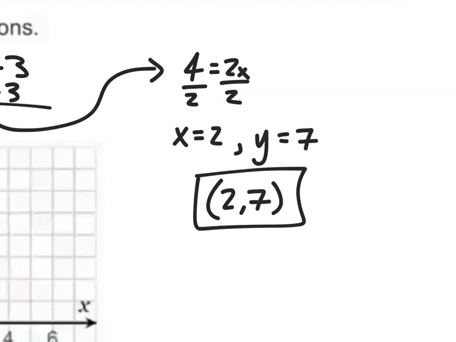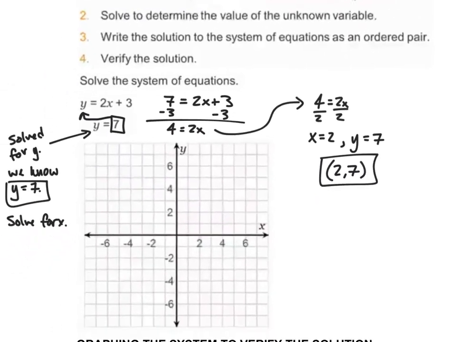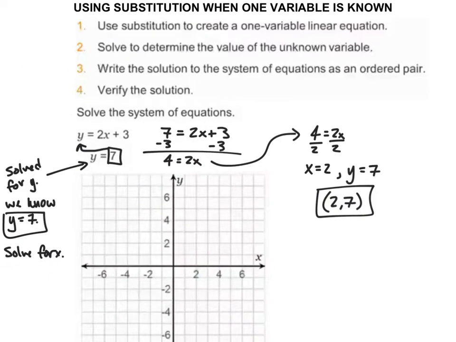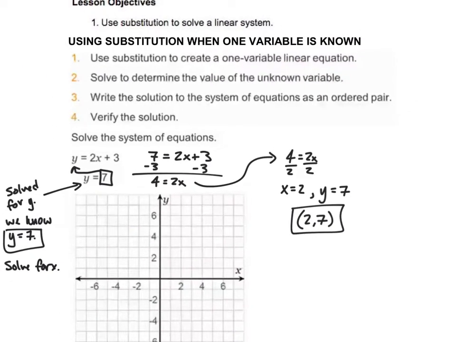All right. Now what I'm going to do is verify this graphically. Okay. So I've done the following. Use substitution to create a one-variable linear equation. Okay. I took 7 and I substituted it in for y. I solved to determine the value of the unknown variable, which is x. Okay, so I solved for x, and then I wrote my solution. Now what I'm going to do is verify this solution.